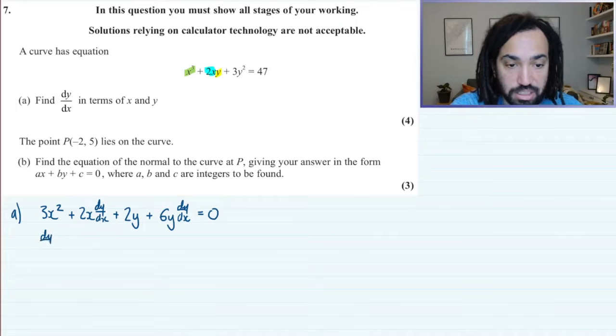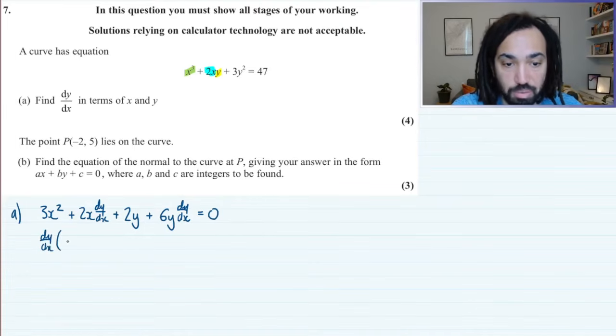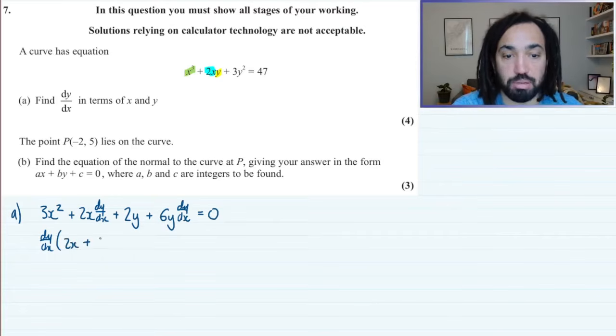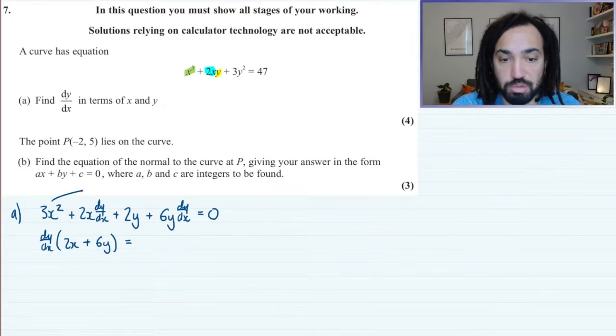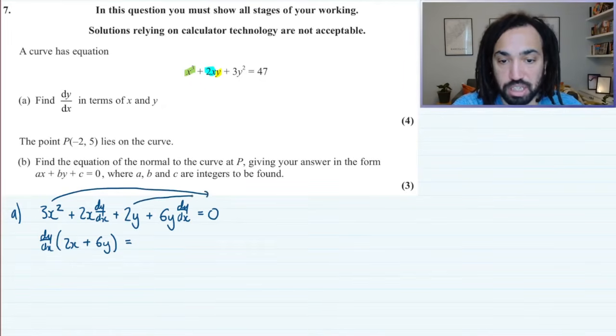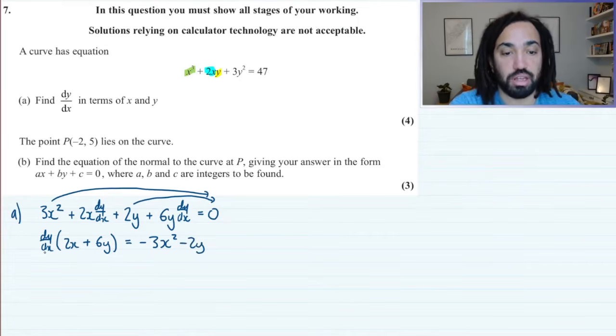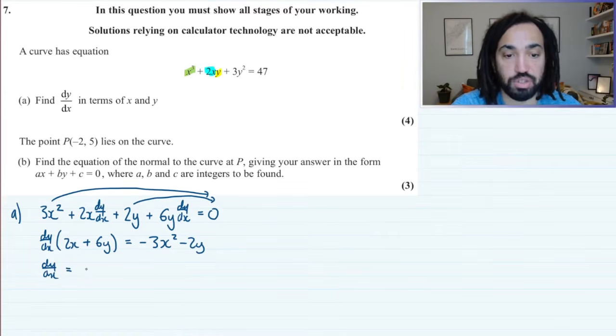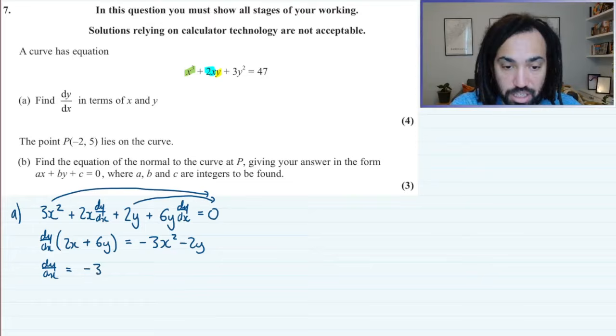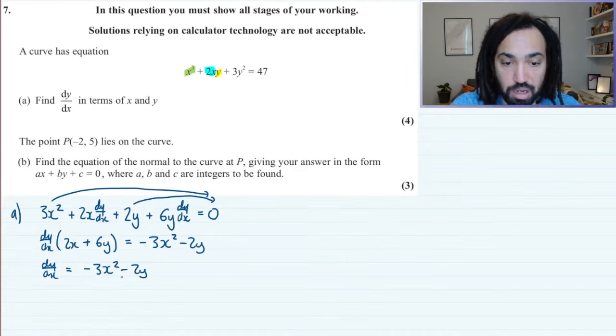We're then going to factorise all of the terms that have a dy by dx in. So there's one that's multiplied by 2x, and there's one that's multiplied by 6y. And then we're going to move all the terms which don't have a dy by dx in it to the other side of the equation, and change the sign obviously when we move them. So minus 3x squared minus 2y. And then we're going to divide through by this factor of 2x plus 6y to get minus 3x squared minus 2y all over 2x plus 6y.